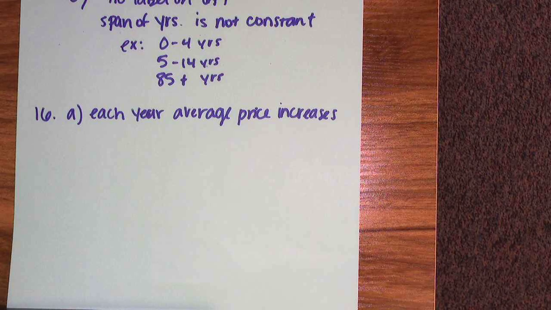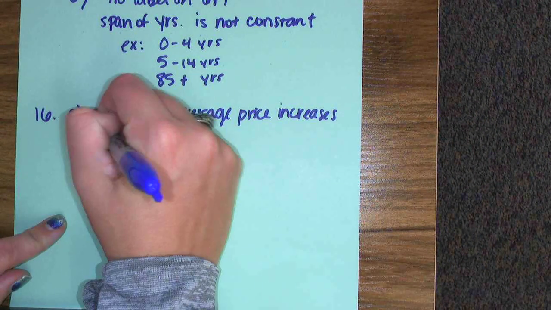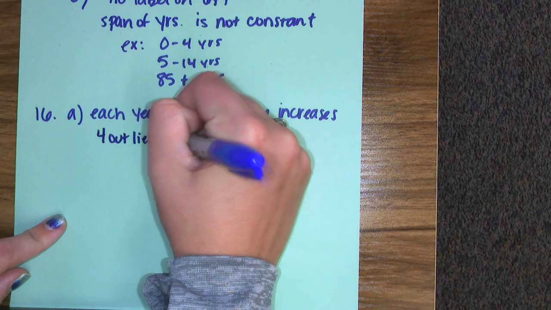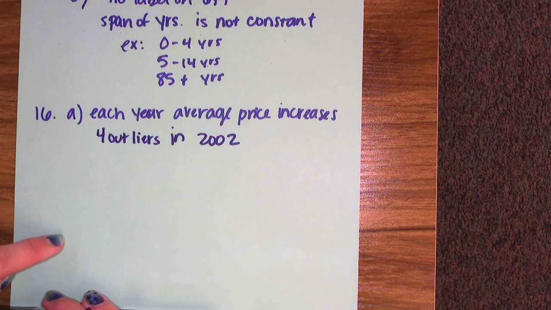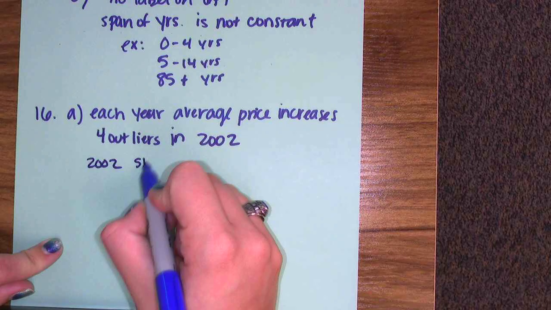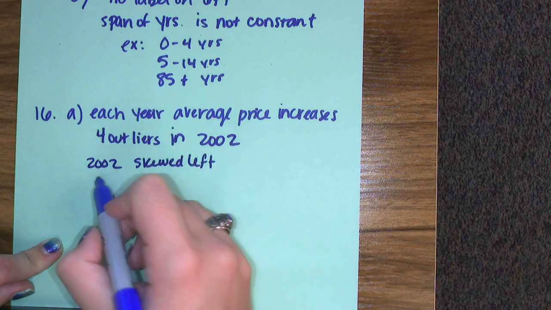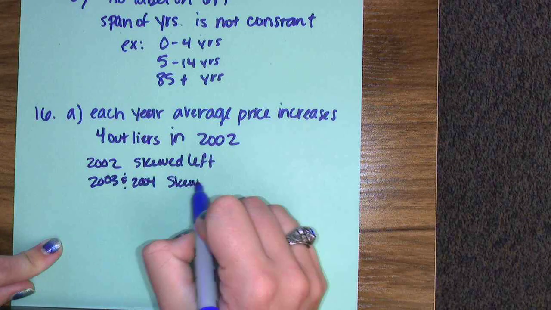So the average price increased each year. We had a lot of outliers in 2002. You say 4 outliers in 2002. What do you notice about them, about the skew for each year? Yeah, 2002 is skewed left. Okay, 2003 and 2004 were skewed right.